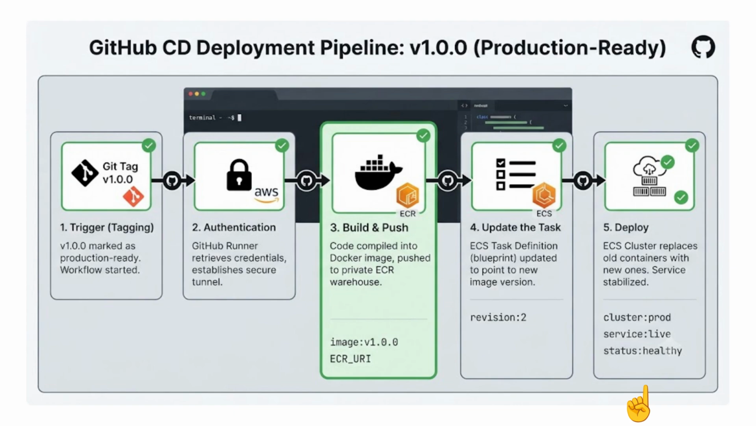Step 5, finally, the deployment. We tell the ECS cluster to replace the old running container with the new one. The pipeline even waits for the service to stabilize, so we get instant confirmation that our update is live and healthy. That's the beauty of CD. From a simple git tag to a live production update, the entire process is automated, repeatable, and safe.